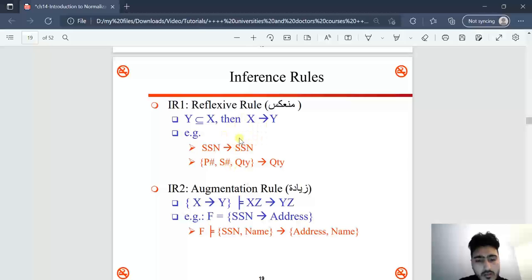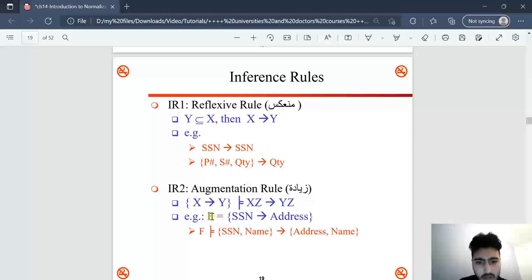Another inference rule we have is the augmentation rule, which tells us if we have this as an initial functional dependency, which is X determines Y, then we can add another attribute Z here and Z here. So it becomes XZ determines YZ. So the functional dependency XZ determines YZ is logically implied by this one.